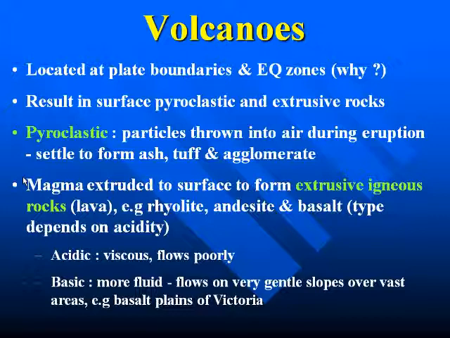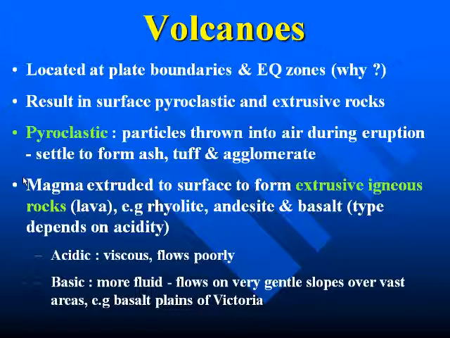Magma is the stuff that comes out in liquid form. It's extruded to the surface in a liquid, and then it forms the extrusive igneous rocks, for example, rhyolite, andesite, and basalt. And those, as they cool off, turn into the rocks. So it starts as lava, and then it turns into the rocks as it cools off.